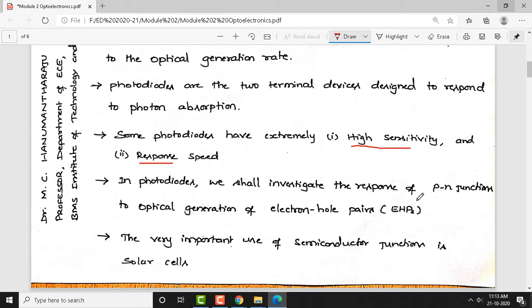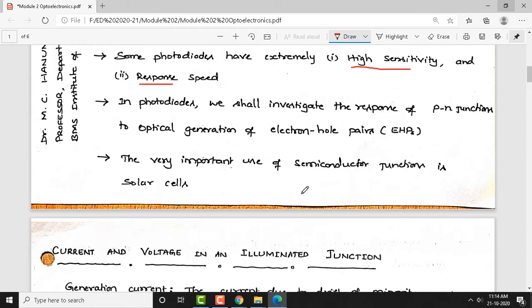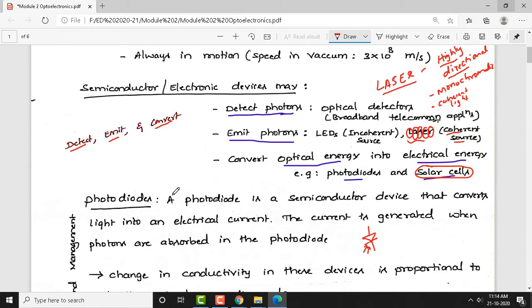For photodiodes, we will investigate the response of PN junctions to the optical generation of electron hole pairs. A very important use of semiconductor junctions is solar cells. This is the typical introduction of the optoelectronic devices.